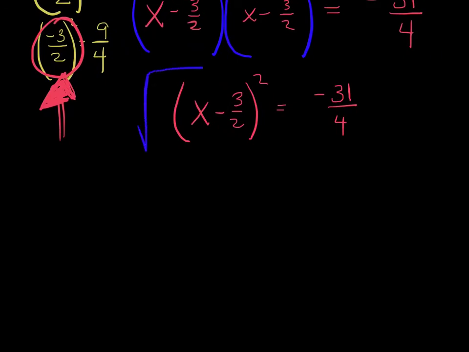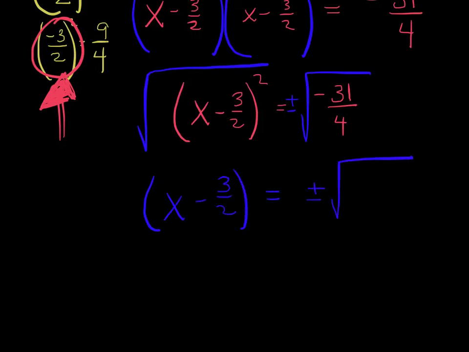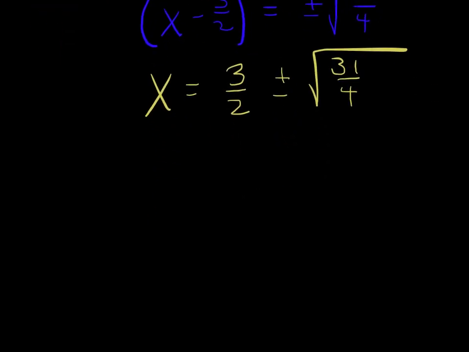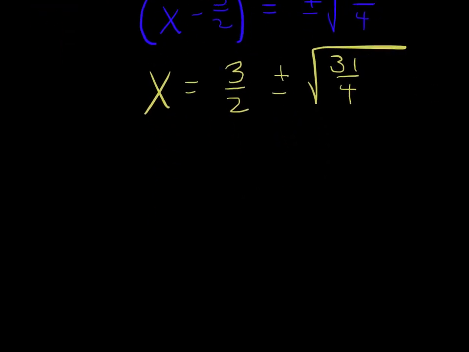Take the square root of both sides. Don't forget the plus minus. So I've got x minus 3/2 equals plus or minus radical 31 over 4. And I'm going to add my 3/2 over, so x equals 3/2. Notice I'm keeping it on the left-hand side of the plus minus. Now, again, we just have to say, can we break this down? And I think we can just a little bit.